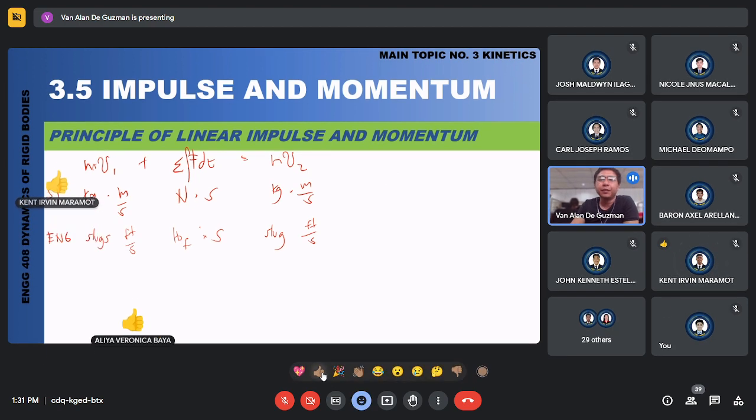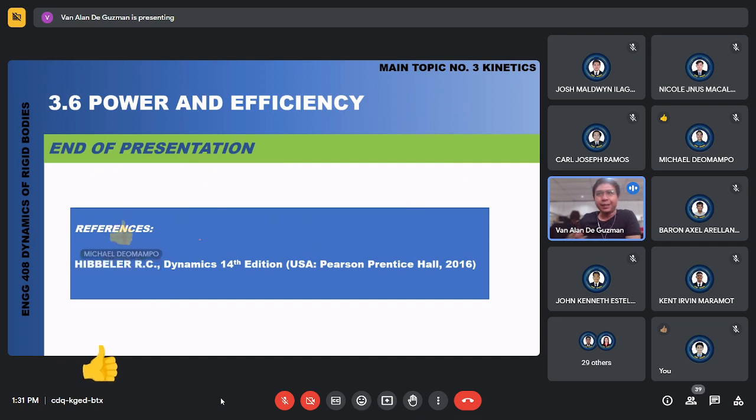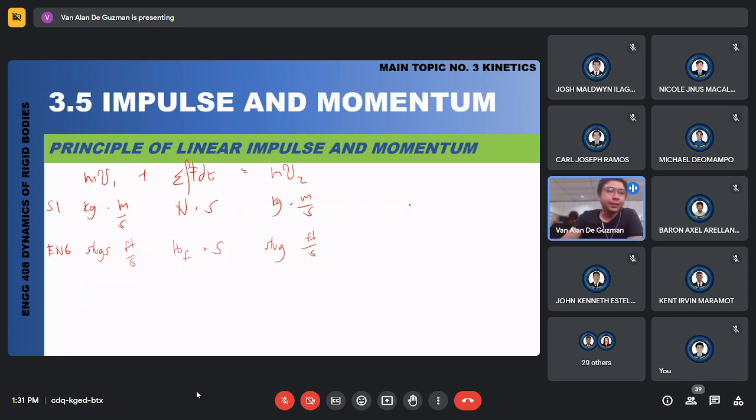Malinaw po. Okay, very good. So, tandaan po yun, ha? So, yun. Basically, that is the gist nitong ating principle of linear impulse and momentum. Ganun lang naman po siya kasimple. It's a matter of, again, analyzing the relationship between velocity, force, and time. Kapag nakakita kayo ng problem na may velocity, may force, at time, principle of linear impulse and momentum. Pag nakakita kayo ng problem with velocity, force, and displacement, principle of work and energy. Ganun lang yung analysis natin doon.